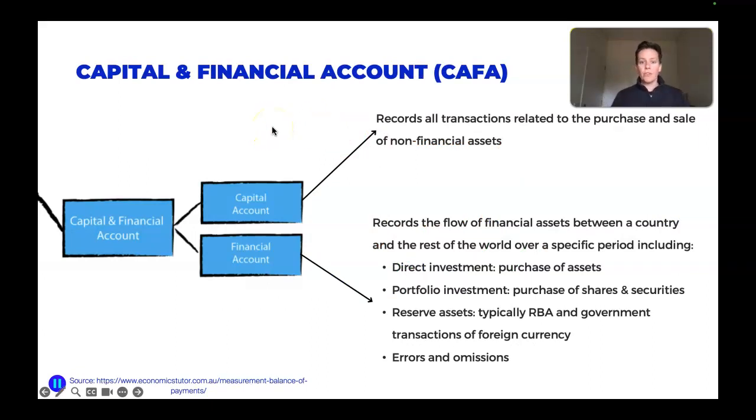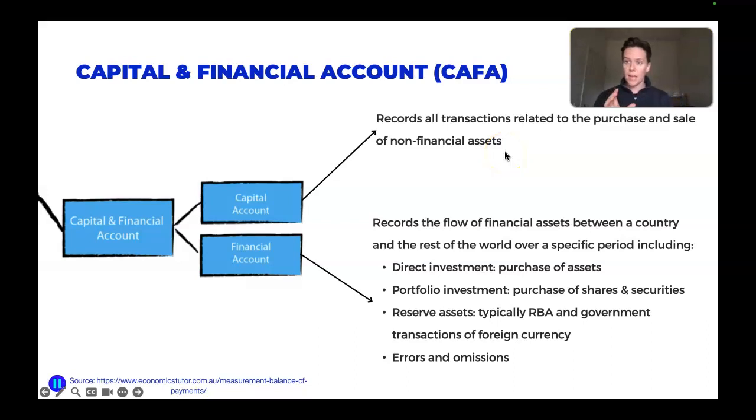Okay, so now we come to the second part of our current account, and it is the capital and financial account, and you'll see that it's made up of the capital account and the financial account. Now, you don't spend anywhere near as much time analysing this as you do the current account. All the action tends to be in the current account, but it is important to understand how the CAFA works, because as I said at the start of the video, the current account plus the CAFA has to equal 0. So it's important to have a sense of what's going on in the CAFA. So the capital account starts by recording all transactions related to the purchase and sale of non-financial assets.